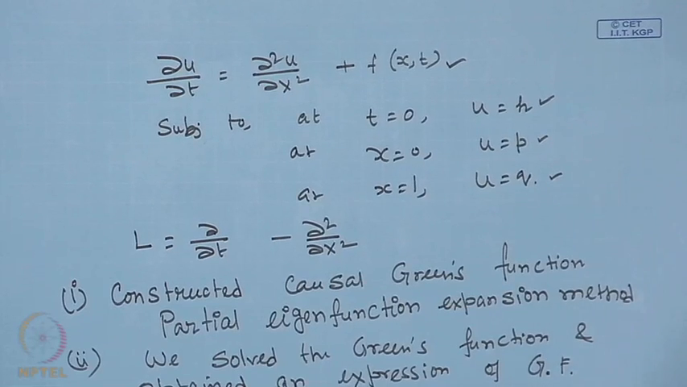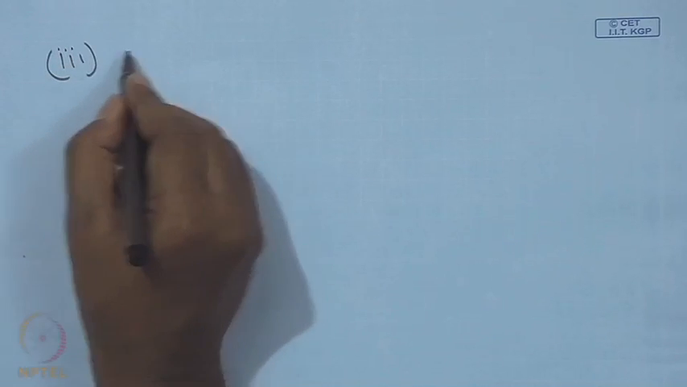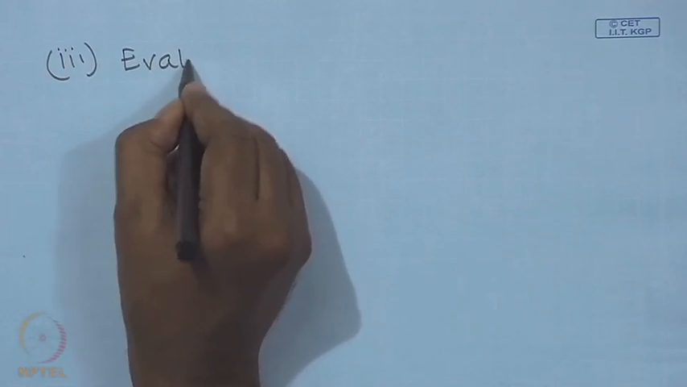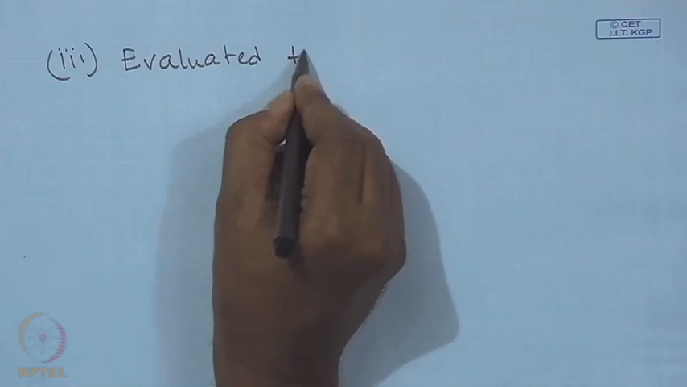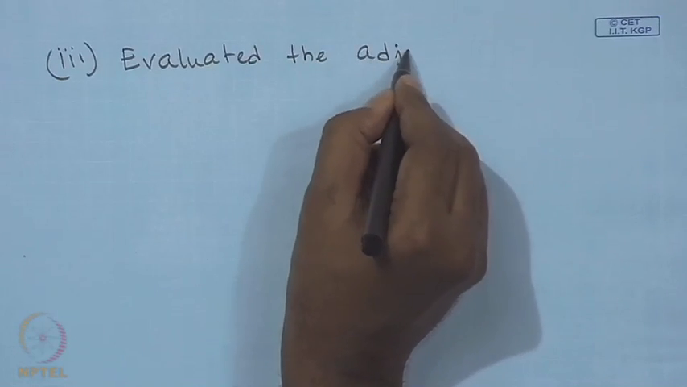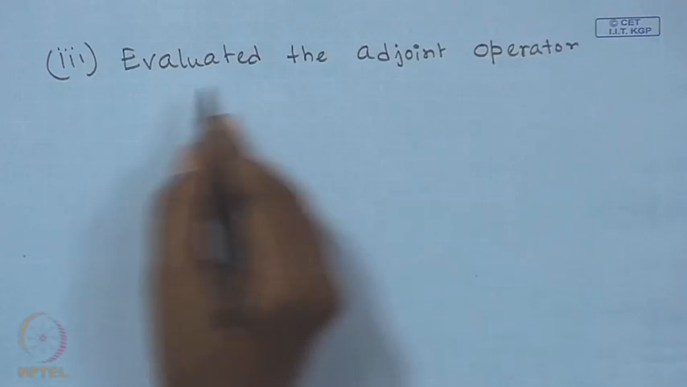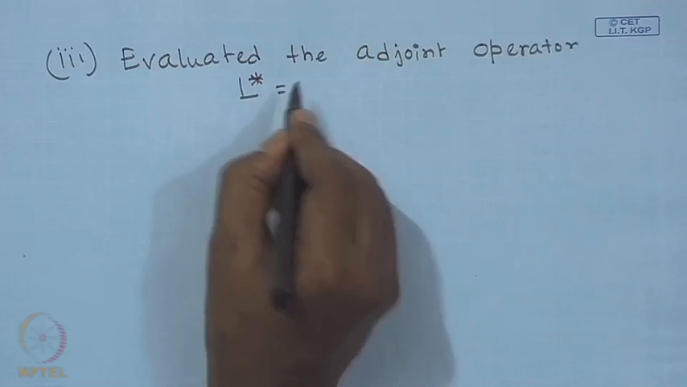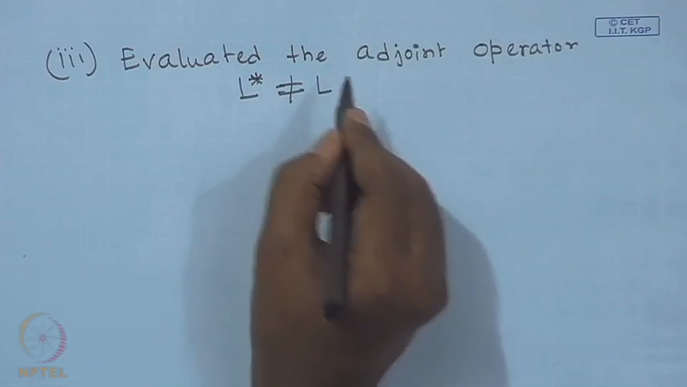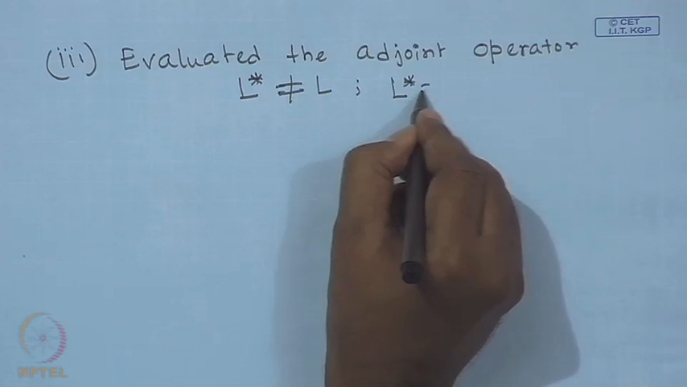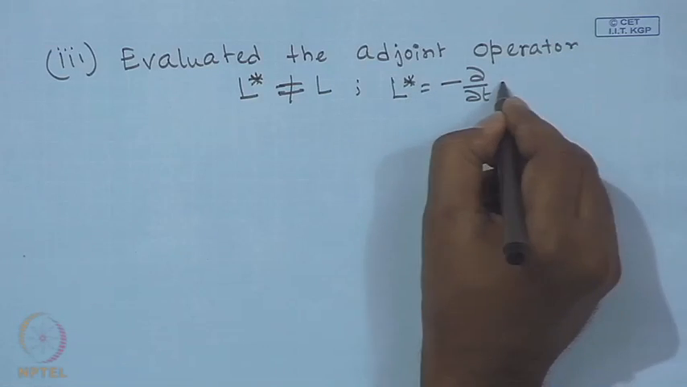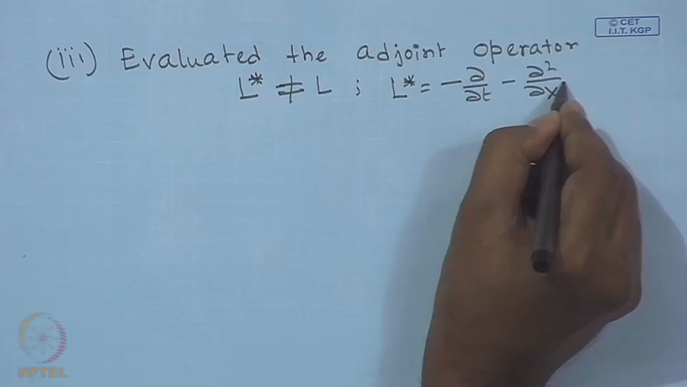Next, what we did, we evaluated the adjoint operator, that was step number 3. We evaluated the adjoint operator and found out that the adjoint operator is not the same as the original operator. The adjoint operator turned out to be, in this case, minus del del t minus del square del x square.